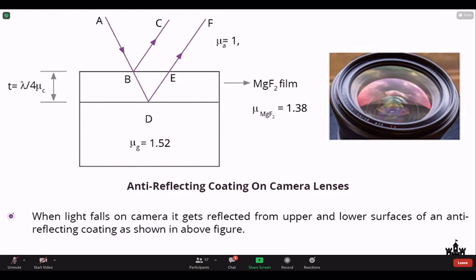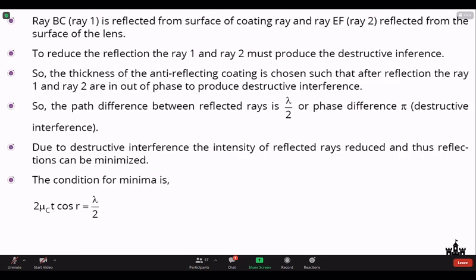That is, all the light coming out from points B and E of the figure will undergo destructive interference, है ना? Destructive interference होना चाहिए, so that the reflection will be minimum. There will be no light going out. All the light will be absorbed, है ना? So for that, what should be the condition there? There should be destructive interference. So the condition for minimum is 2 mu t cosine r equal to lambda by 2.